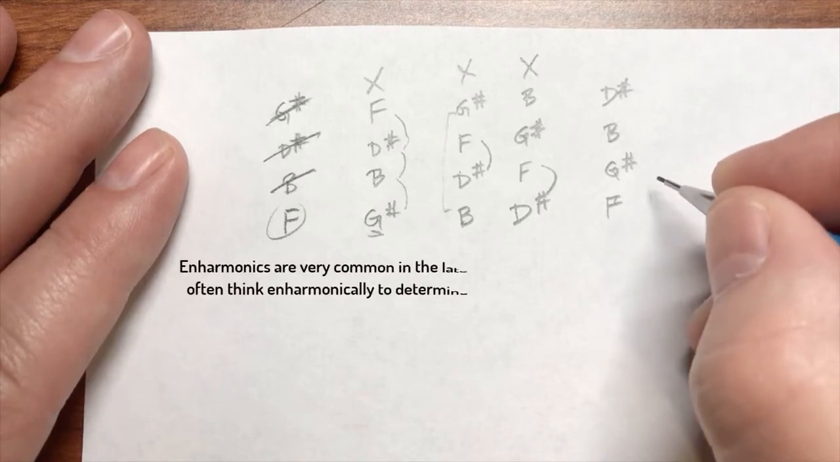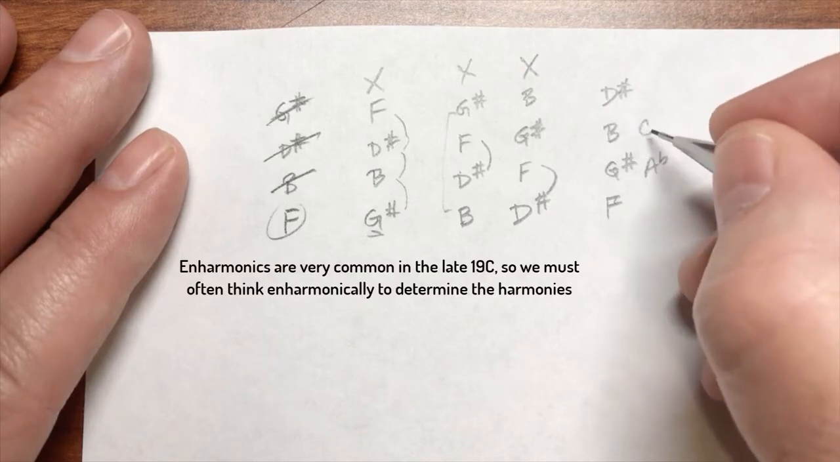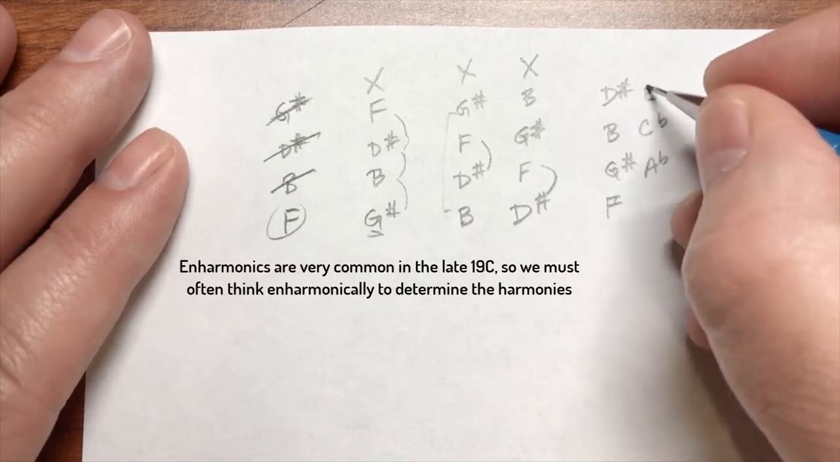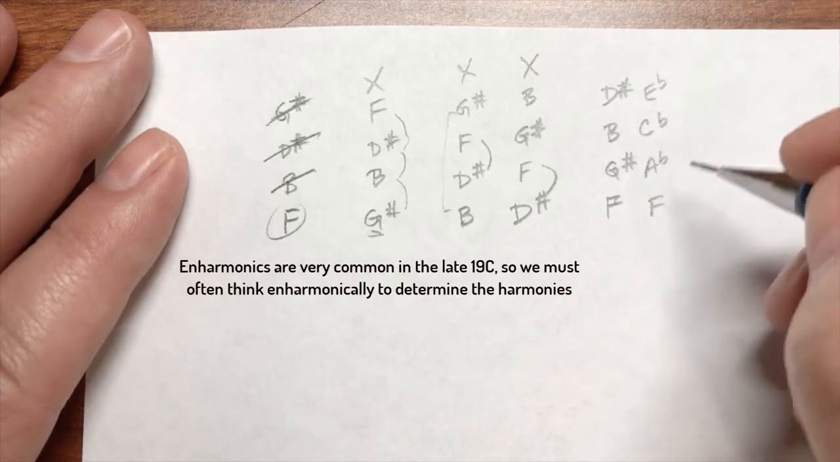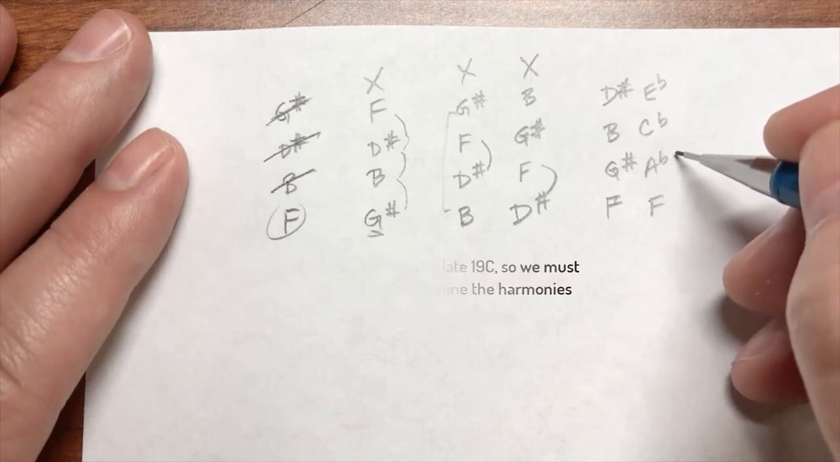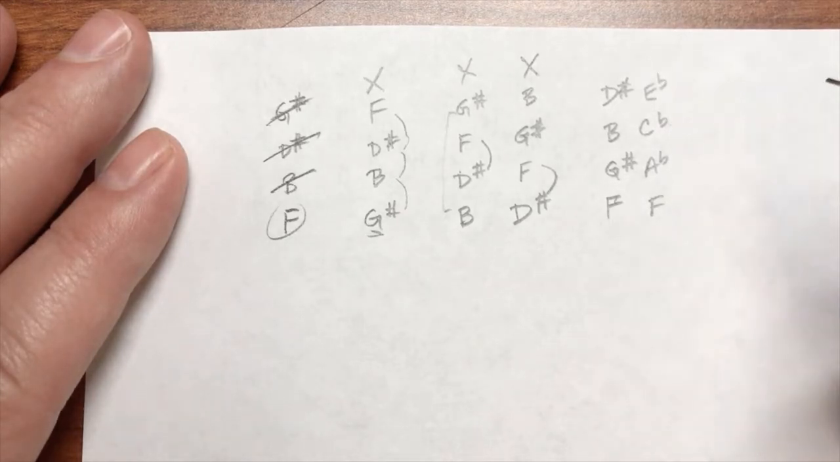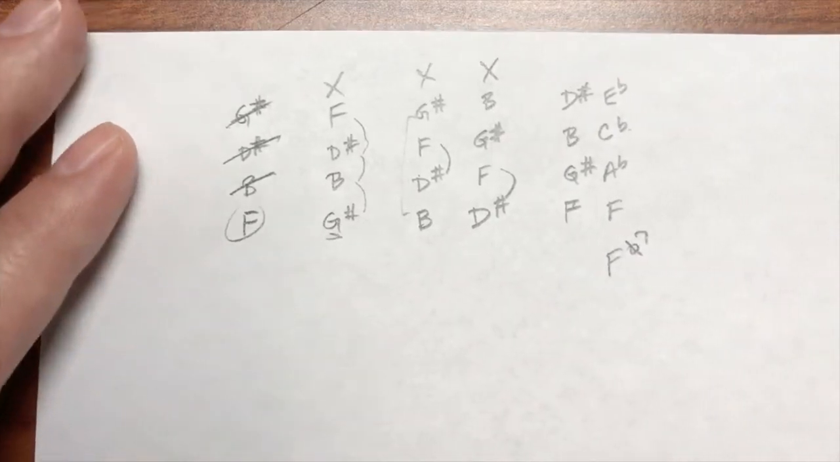So what we can think now is this note could be A flat, this note can be C flat, and this note can be E flat, and harmonically, then we've got something here. So now we've got minor third and major third, which is an F half diminished chord.